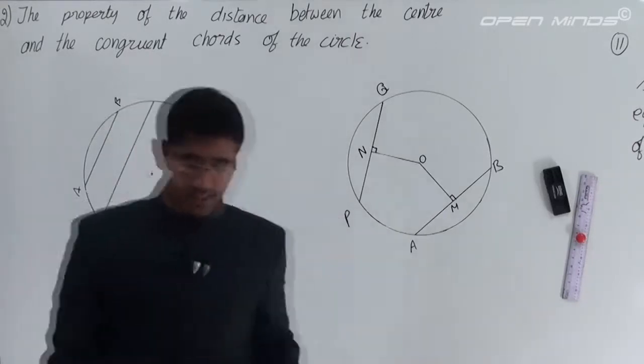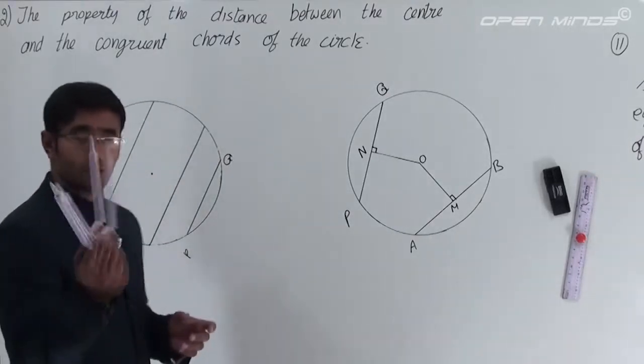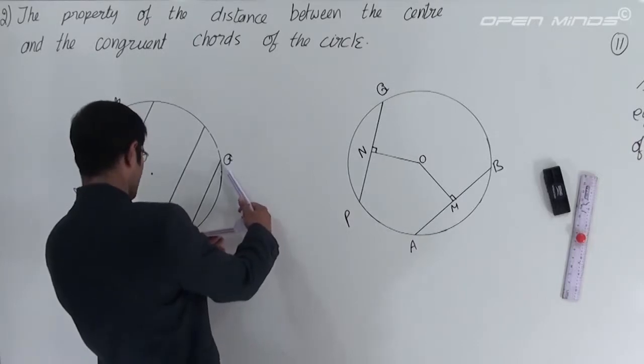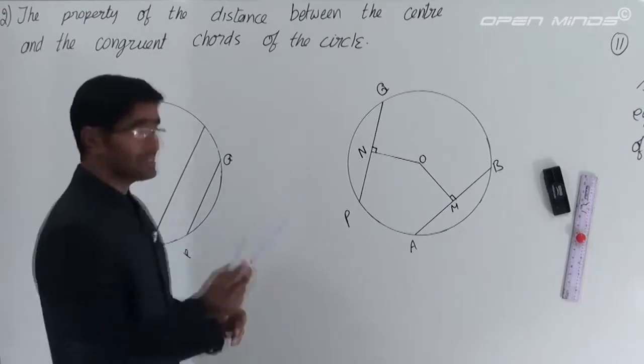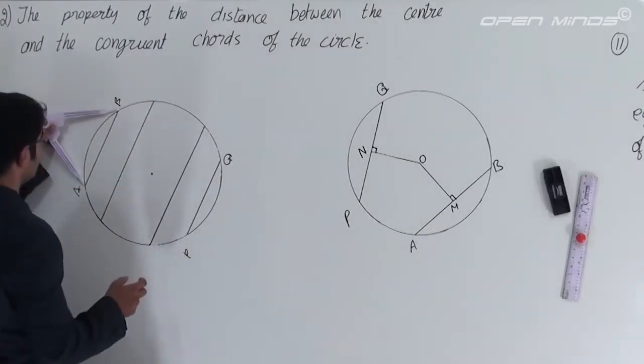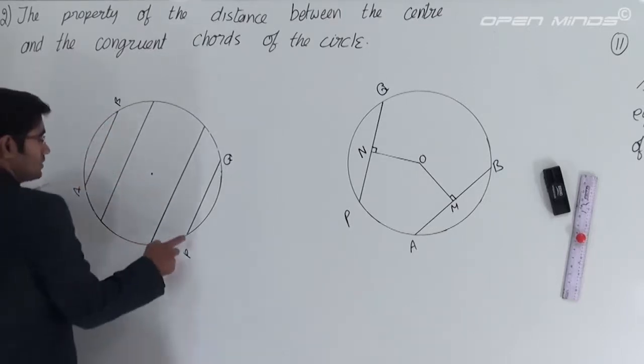Are they equal in length? Let's check. How do we measure equal length? We take a divider and get the distance of this one. That is the distance I have exactly. Let's check whether this distance is the same as that one. Look at that. Yes, it works. So I can say that the chord AB is congruent to the chord PQ.